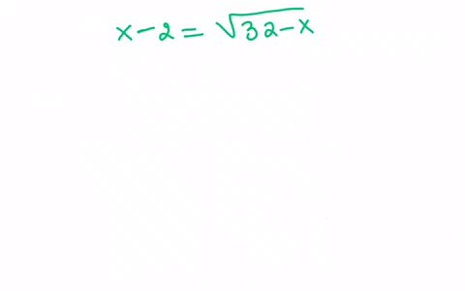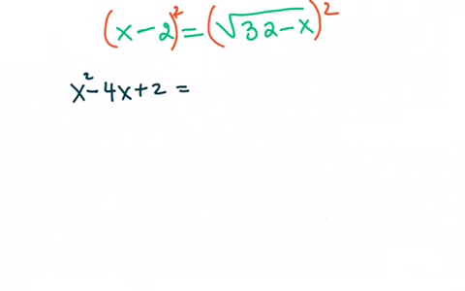All right, here we have x minus 2 equals radical 32 minus x. Okay, I want to get rid of the radical sign, so I square this side, and I square this whole side, not just the x, but the whole thing. All right, I'm going to multiply this out on this left side. x squared minus 4x plus 2 equals 32 minus x. Because when I square this side, remember, all of this goes away.